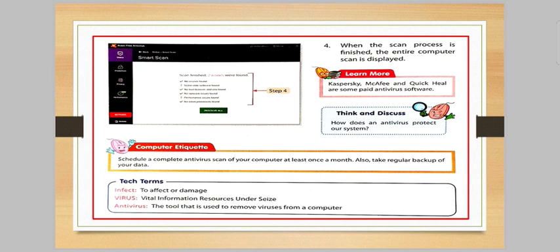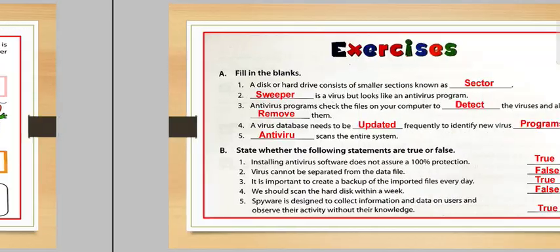So some tech terms are here: infected, to affect or damage. Virus, vital information resource under siege. This is the full form of virus. An antivirus is the tool that is used to remove viruses from the computer. Now move on to the exercise question answers.